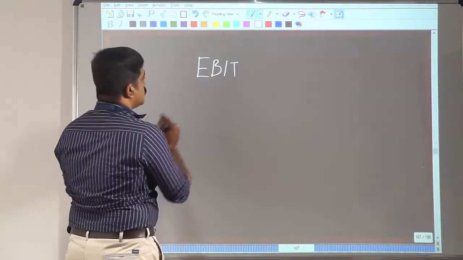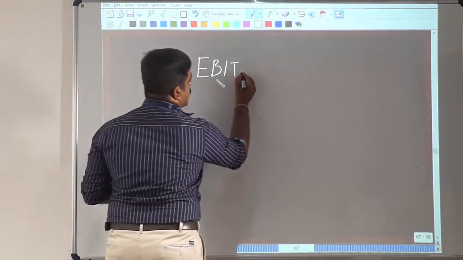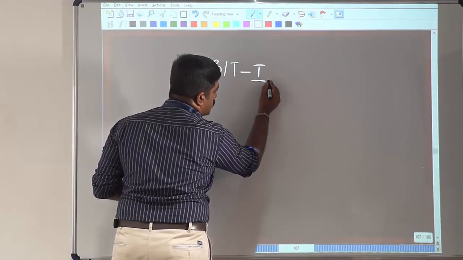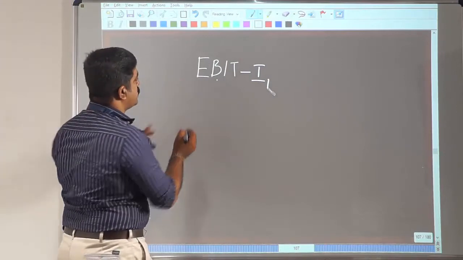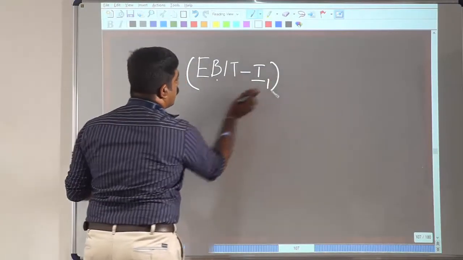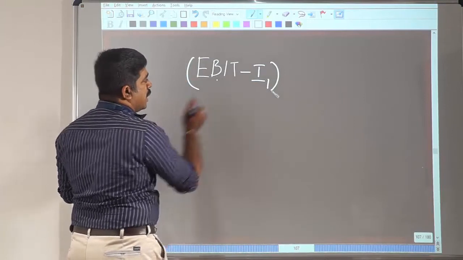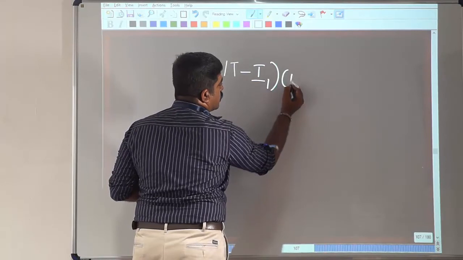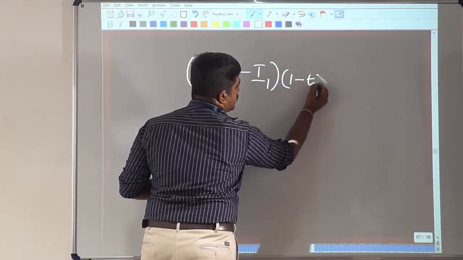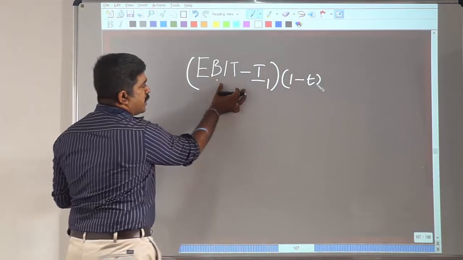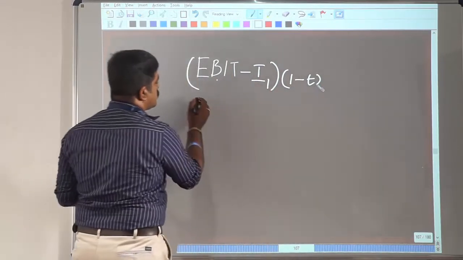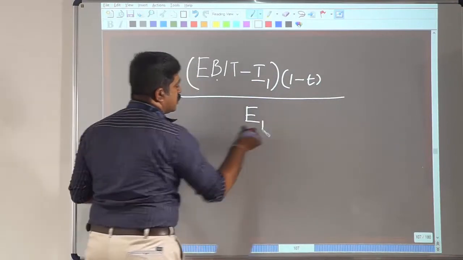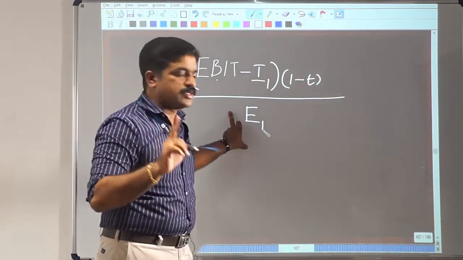From this earnings before interest and tax, I have to subtract my interest, and this is the interest on my capital structure 1, so I'll call it I1. So EBIT minus I1 is the profit before taxes, and on this I have to pay tax. So in order to find the profit after tax, I'll multiply by 1 minus T. 1 minus T will tell me the profit after tax. Then I'll divide it by the number of equity shares in option 1, E1. That is my capital structure option 1.